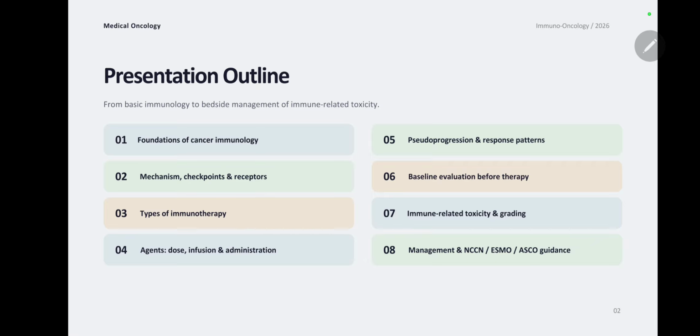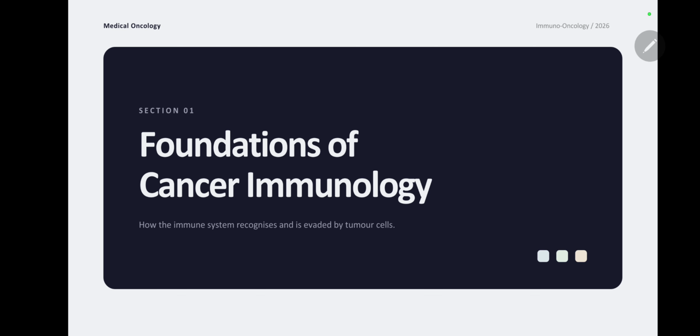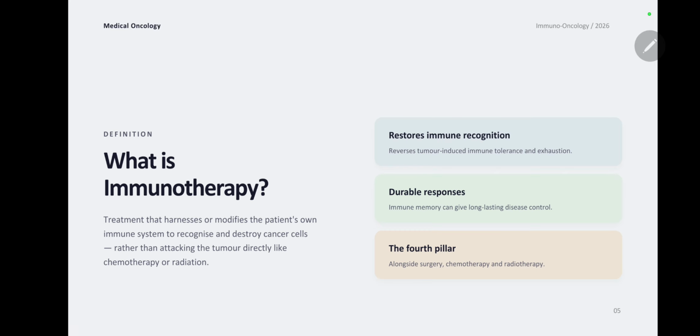So we start with the foundation of cancer immunology first. What are the foundations of cancer immunology? What is immune therapy?